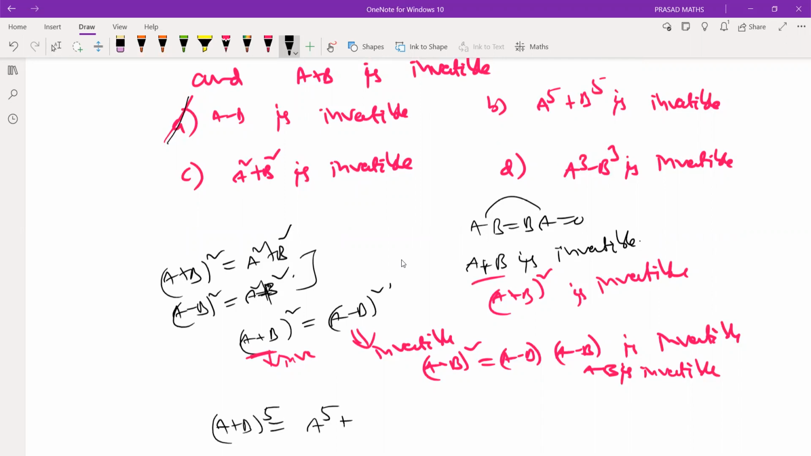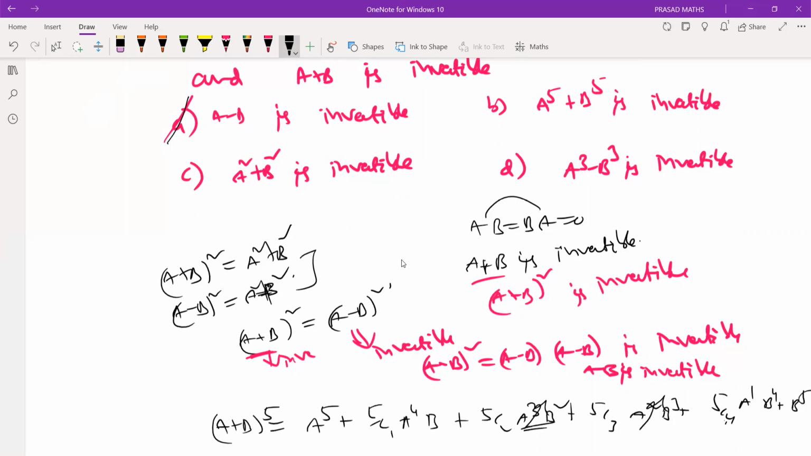Again, binomial application. 5C1 A power 4 B, 5C2 A power 3 B square, 5C3 A square B cube, 5C4 A power 1 B power 4, next to B power 5. All of these are 0, because they can be rewritten with AB. These terms contain AB terms, so they are 0, because AB equals 0. So what you are getting is A power 5 plus B power 5. So the left side is invertible, as we have seen, which means the right side is invertible. So this answer is also right.